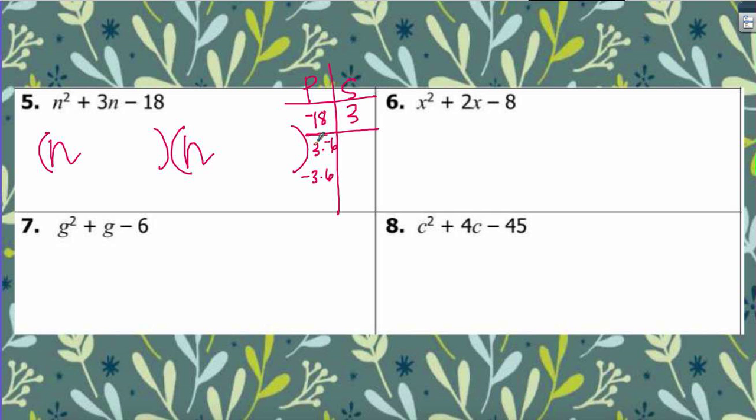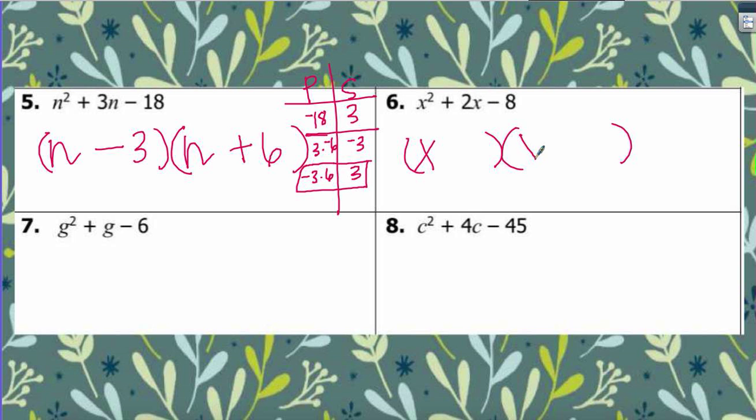So which one of those, if I add together, will give me a positive 3? Well, 3 plus negative 6 is going to give me a negative 3, and negative 3 plus 6 is going to give me a positive 3. So this is the option we want. So I know when I fill it back in, I need to have a minus 3 and a plus 6. I could FOIL that back out. I'd get n squared minus 3n plus 6n, and negative 3 times a positive 6 gives me a negative 18 on the end.